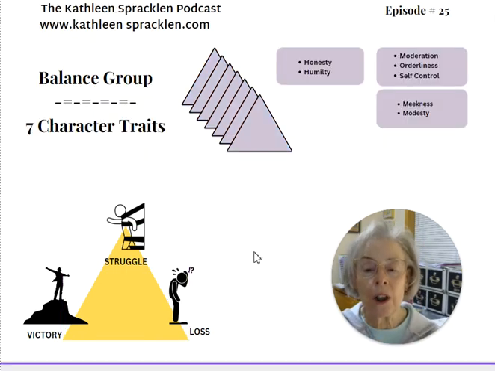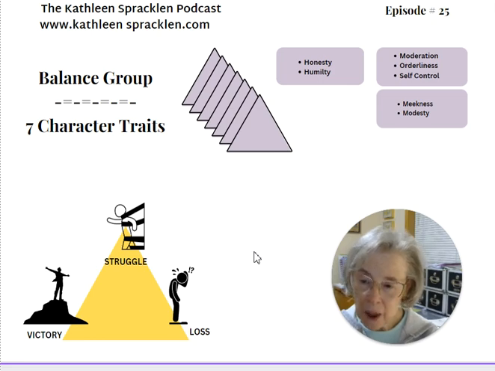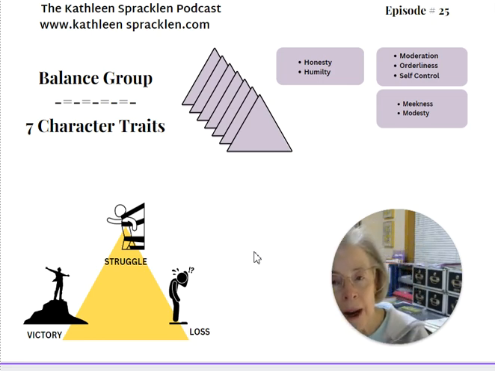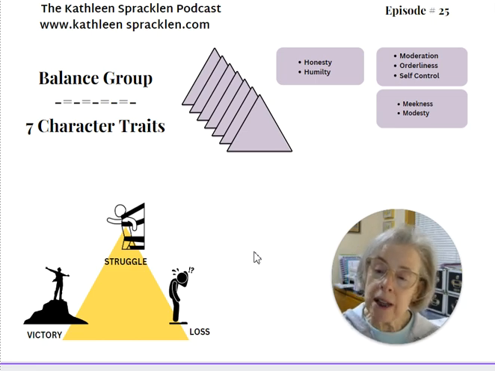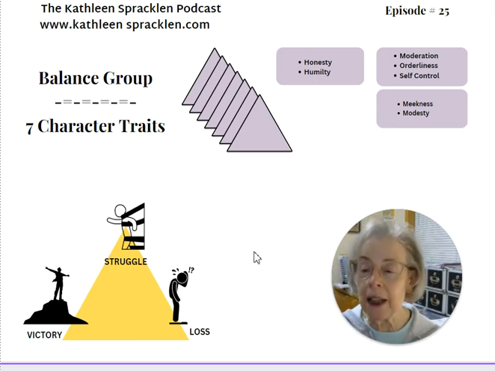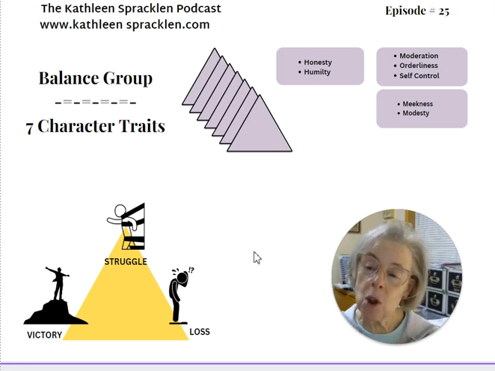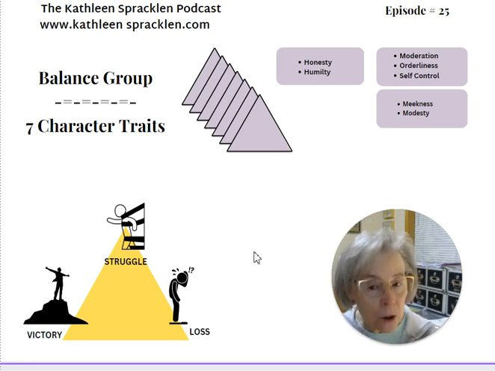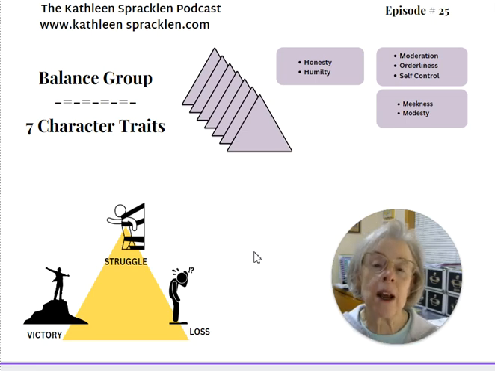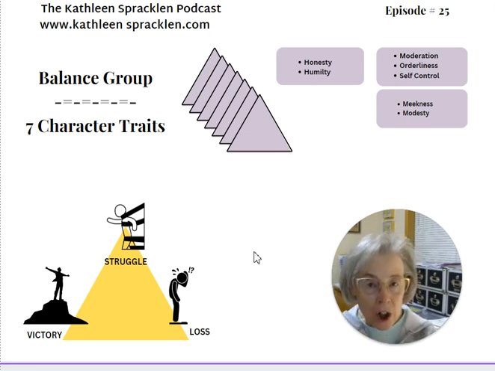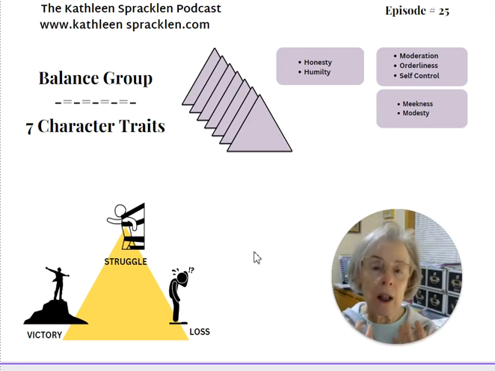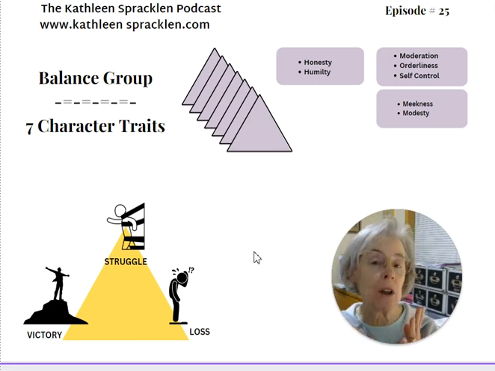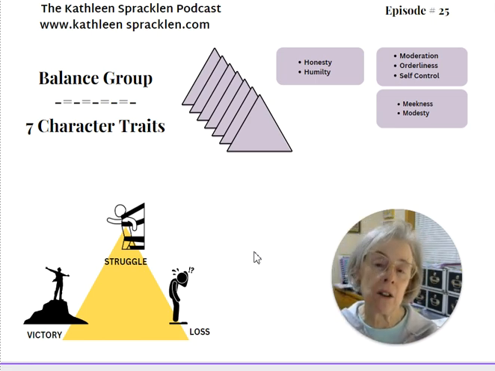The first group that we'll look at is the balance group. The balance group of character traits includes the character traits of honesty, humility, moderation, orderliness, self-control, meekness, and modesty. The interesting thing about the balance group is that these character traits deal with our relationship with ourselves. How well regulated are we? How much in control of ourselves are we? Or in the case of fiction writers, is our character?